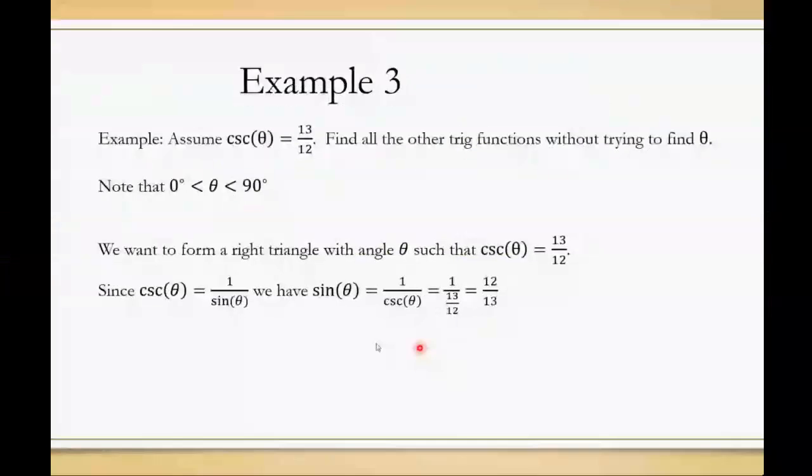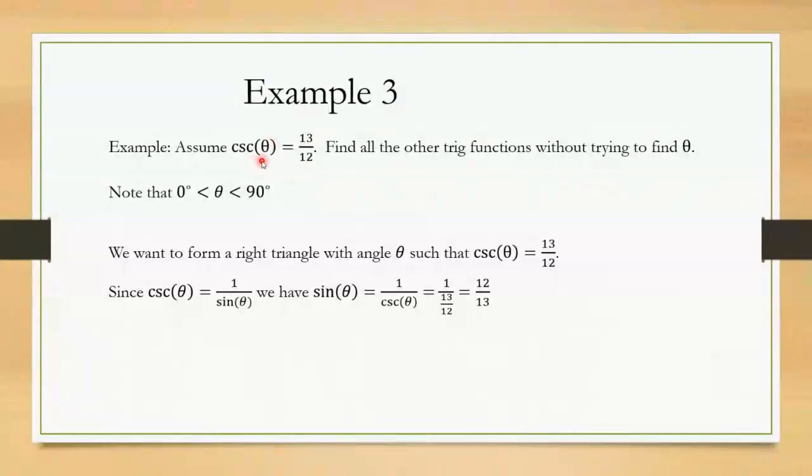Here's another one. This one's a little bit different. Here, I'm telling you that cosecant of theta is 13 over 12. We're going to find all the other trig functions, though. Again, we don't know what theta is. We know theta is between 0 and 90 degrees, though. Well, we want to form a right triangle, like before, with angle theta, such that this is true.